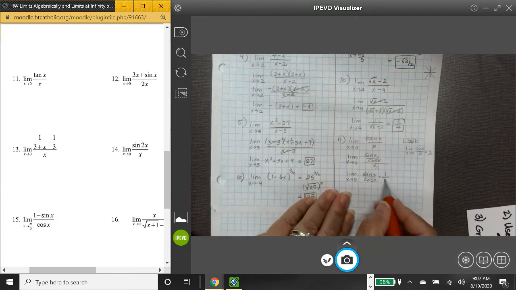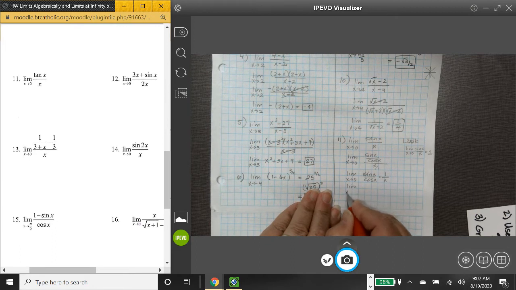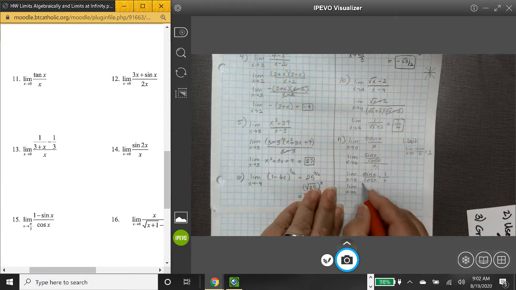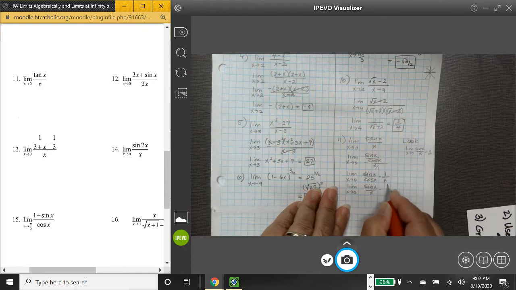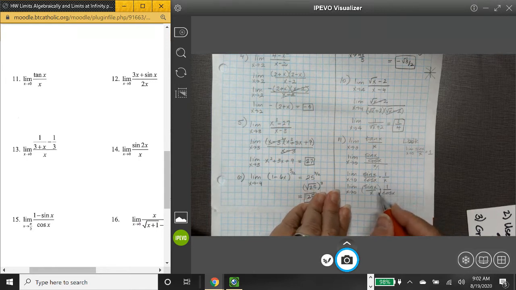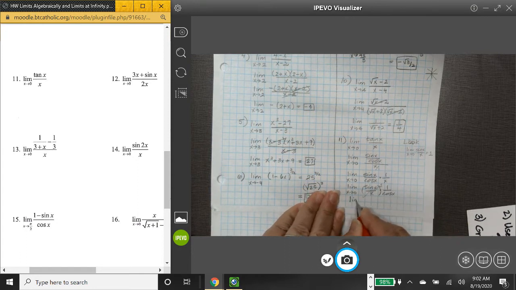And there, my friends, has arrived on the scene the sine x over x. So this is the limit as x goes to 0 of, I can rewrite this as sine x over x times 1 over cosine x. Because multiplication allows you to change the order. It doesn't matter. It's commutative. And now we know that this limit here is 1. And so this becomes the limit as x approaches 0 of 1 over cosine x.